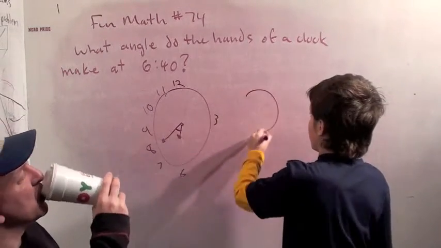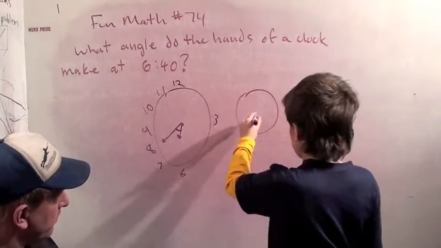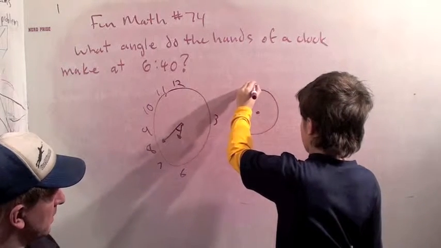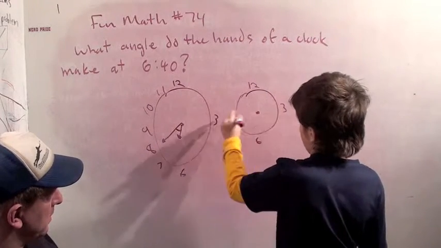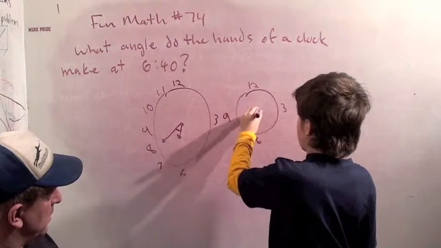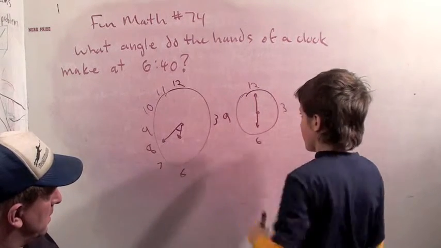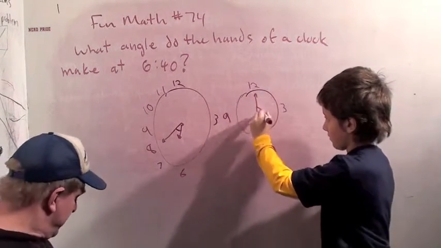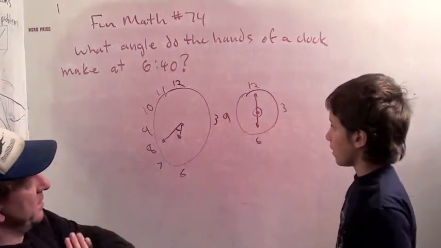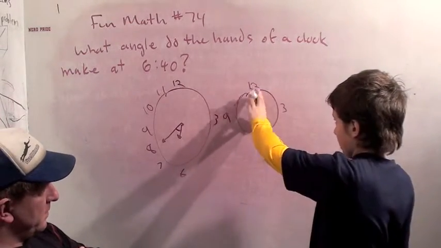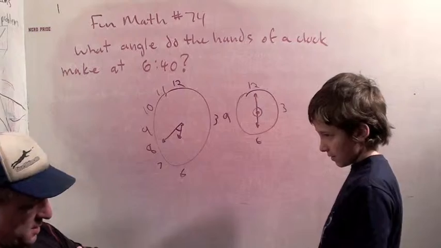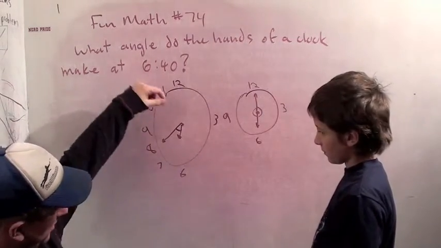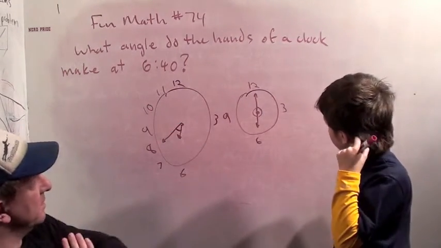Well, an easier time is 6 o'clock. It's really easy because it's just 180 degrees. Okay, how do you know that angle is 180? Because when the hands of a clock are opposite each other, they're 180 degrees. Okay, because a straight line is 180 degrees, and that's a straight line angle.